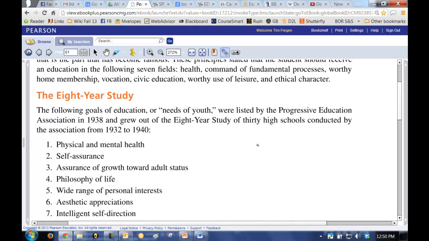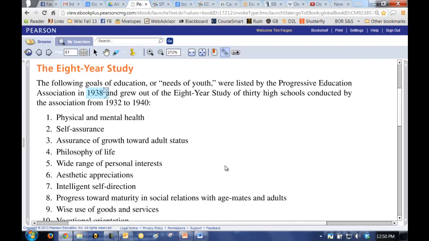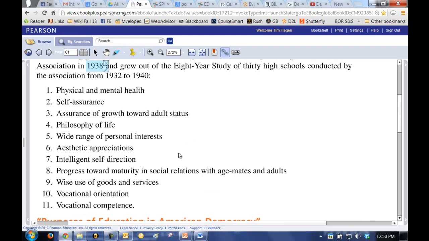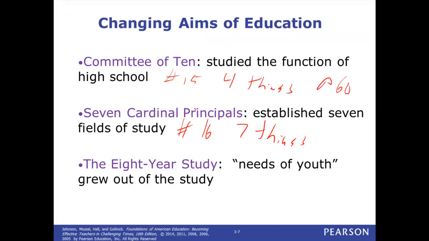And then shortly after, we had the 8-year study. The following goals of education and needs of youth were listed by the Progressive Education Association in 1938. So just 20 years later, we had to reorganize it again. It grew out of the 8-year study of schools conducted by this group. And they came up with 11 things between 1932 and 1940. And you get to bring those in here so you have them all. 11 things. Do that.